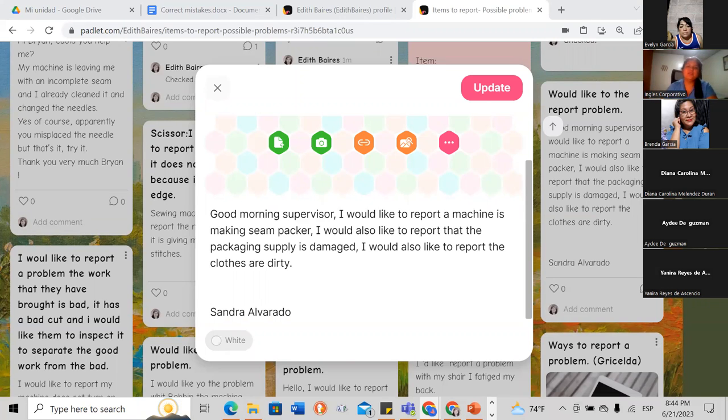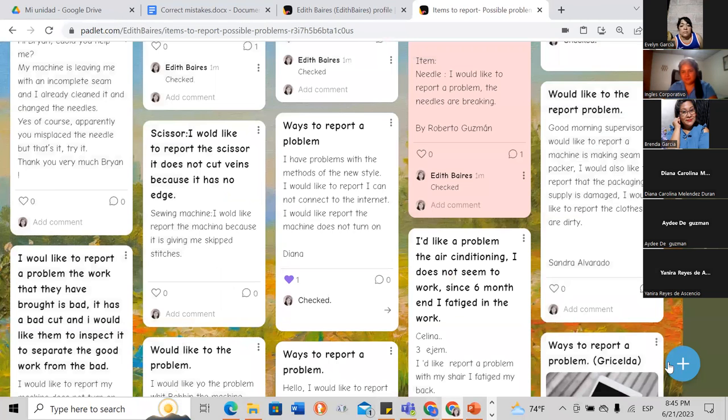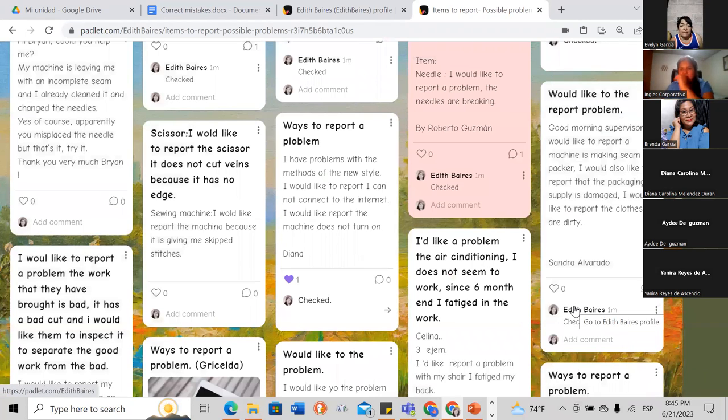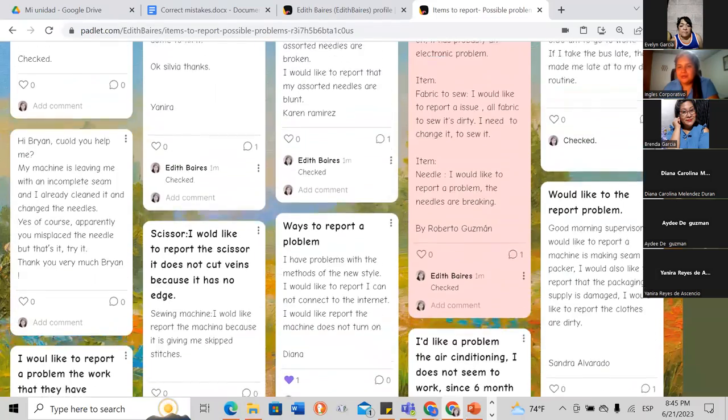I would also like to report that the packaging supply is damaged. Okay, I would like to report the clothes are dirty. Okay, good job, Sandra. Muy bien, I like it, me gusta.